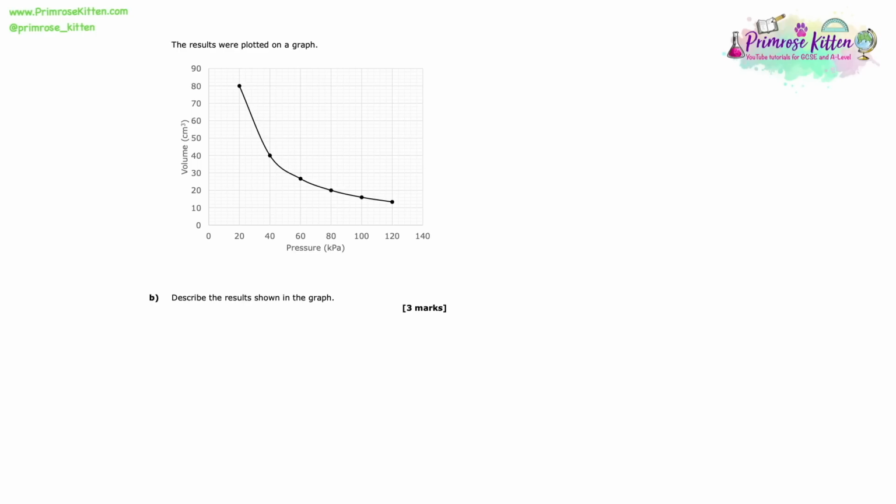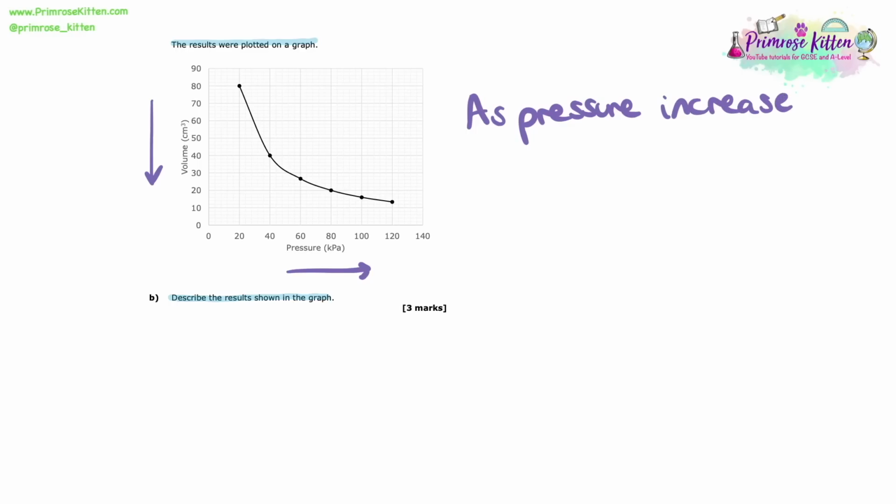The results were plotted on a graph, and here we can see a nice curve showing the relationship between volume and pressure. Here we're asked to describe the results shown in the graph, and this is a 3-mark question, which means we need 3 descriptive points about this relationship. And what I like to do is think, first, what is the general trend? So here I can see that as the pressure increases, the volume decreases. Now that is clearly true from this graph.